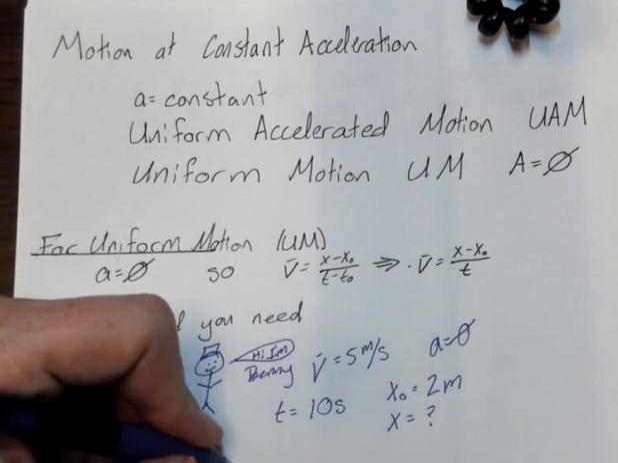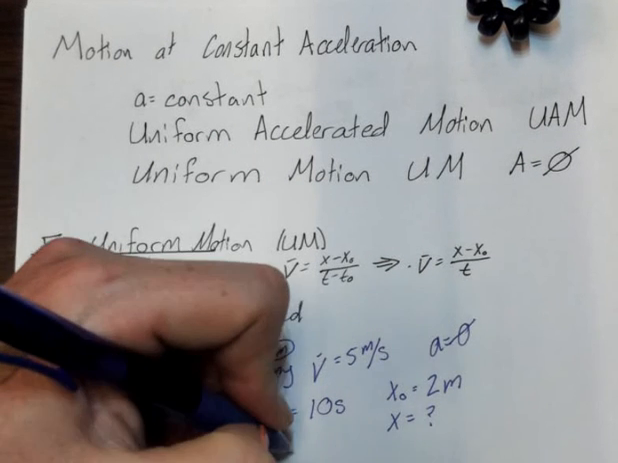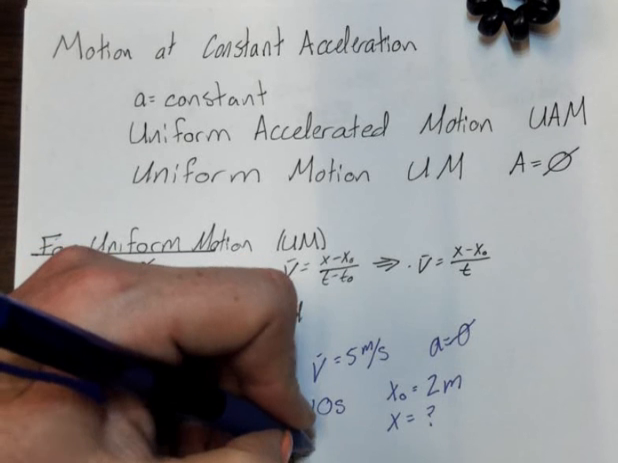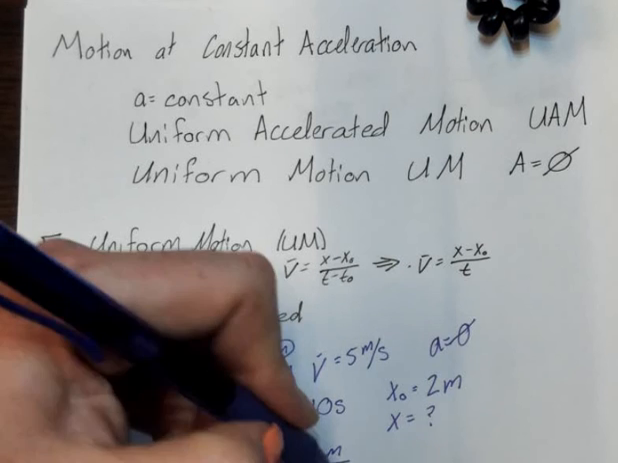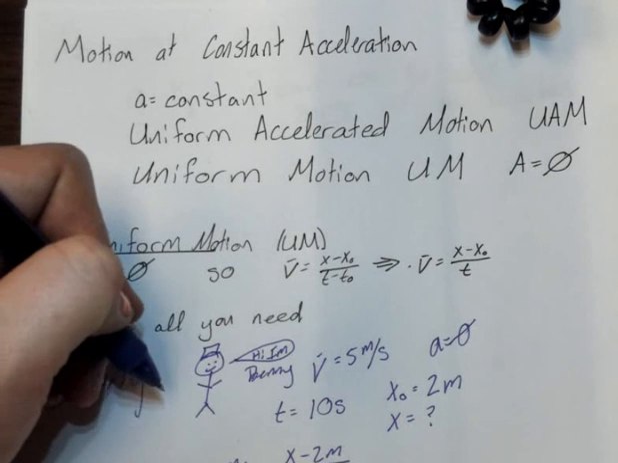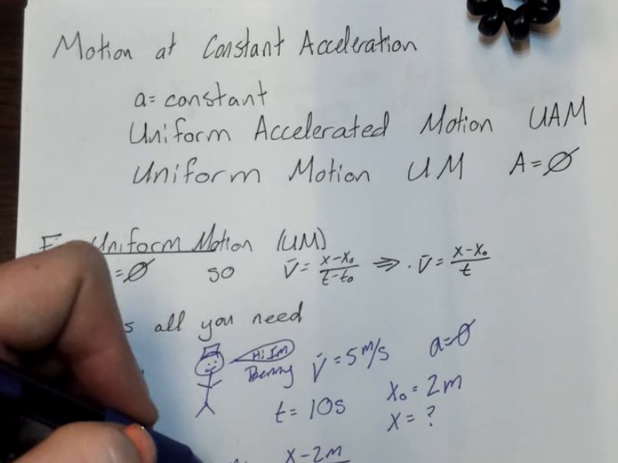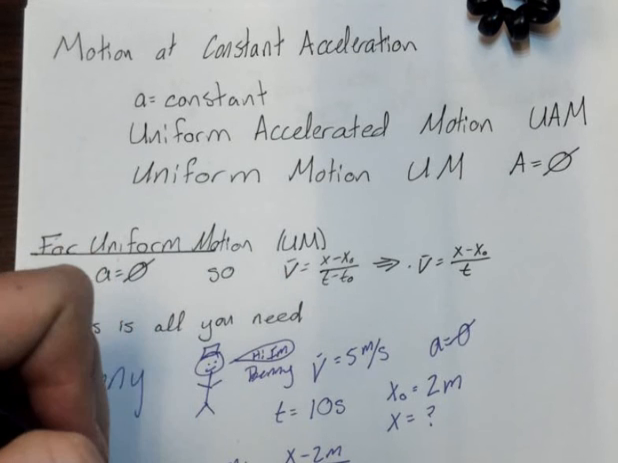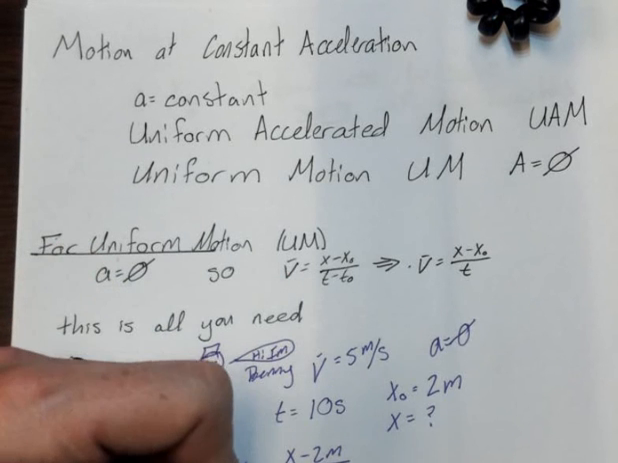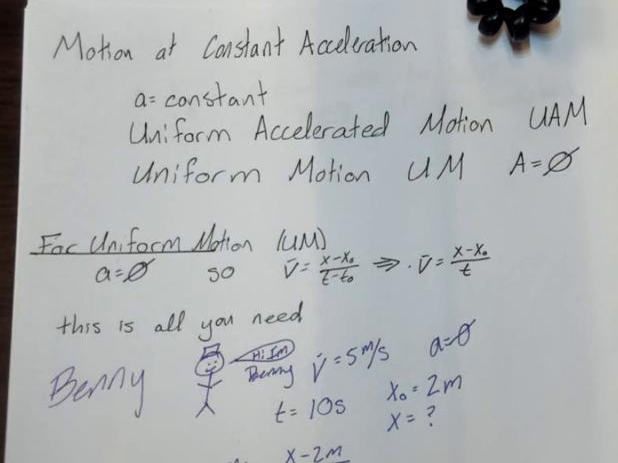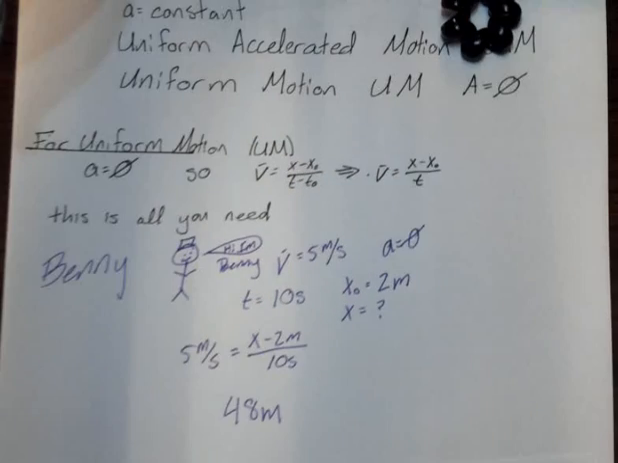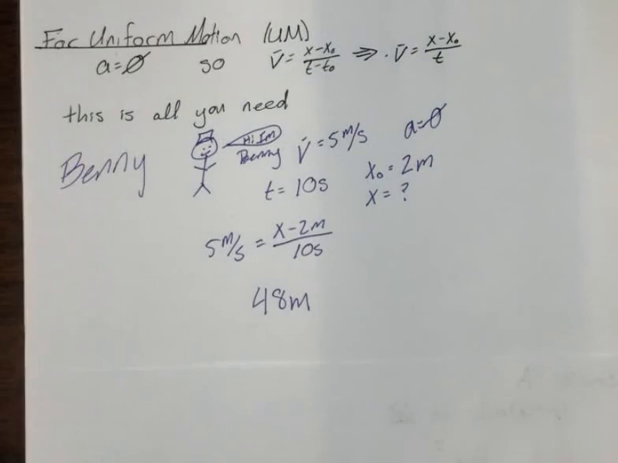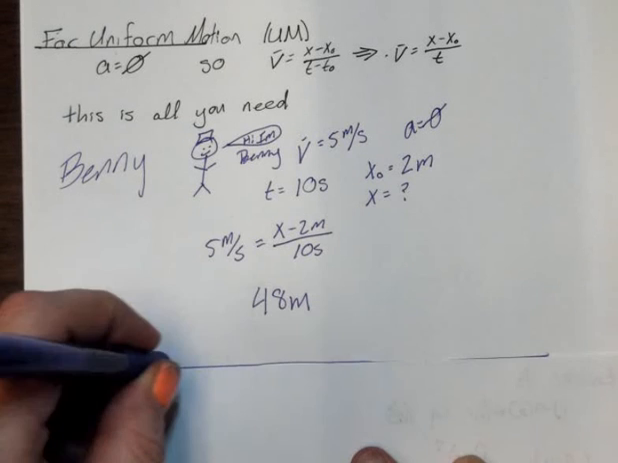5 meters per second equals x minus 2 meters divided by 10 seconds. Solving for x gives us 50 meters minus 2, which is 48 meters. Benny was able to travel 48 meters in 10 seconds. So just something to consider: 50 meters is pretty quick in 10 seconds.